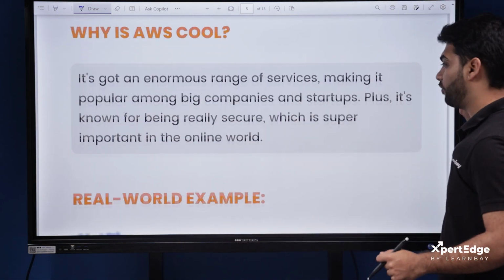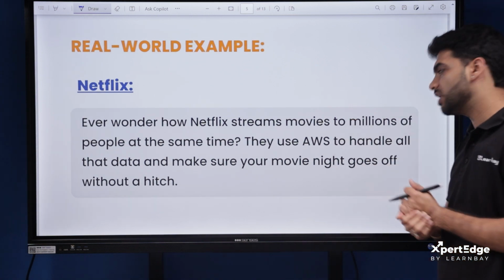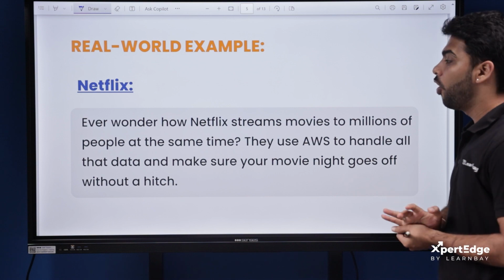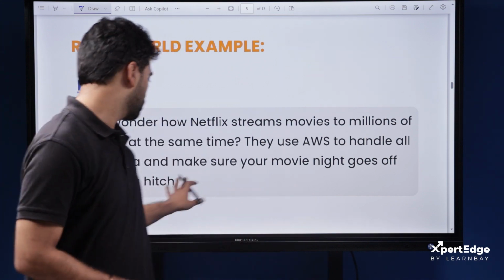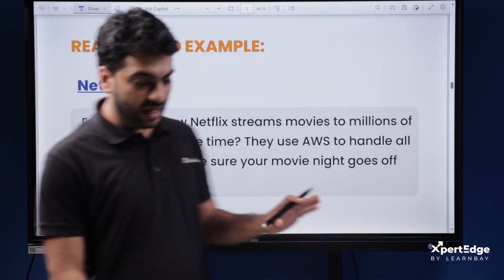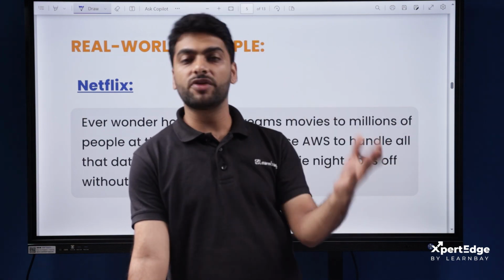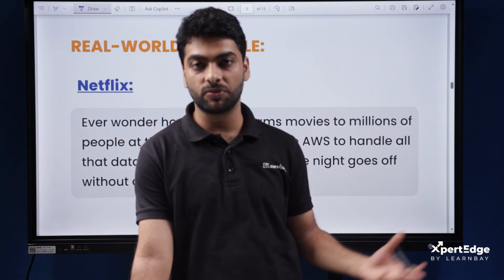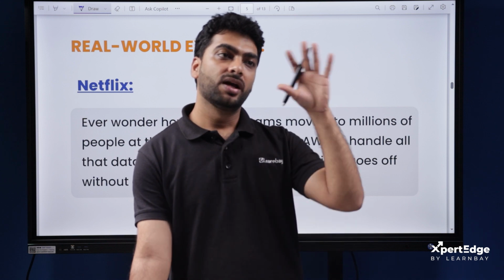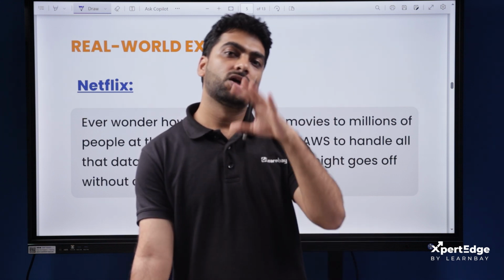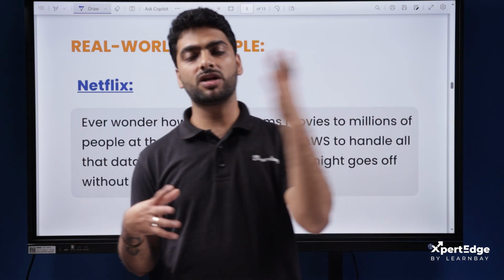So the real world example of AWS is Netflix. Netflix is able to stream movies to millions of people at the same time. They use AWS to handle all that data and make sure your movie night goes off without a glitch, right? Without any issues. Today, you can have 4 different profiles on Netflix. All 4 can be watching 4 different things at the same time, sitting in 4 different corners of the world, right? At the same time, even if you just take the example of India, with a population of more than 140 billion, we can say that at night, maximum people in India are using Netflix.